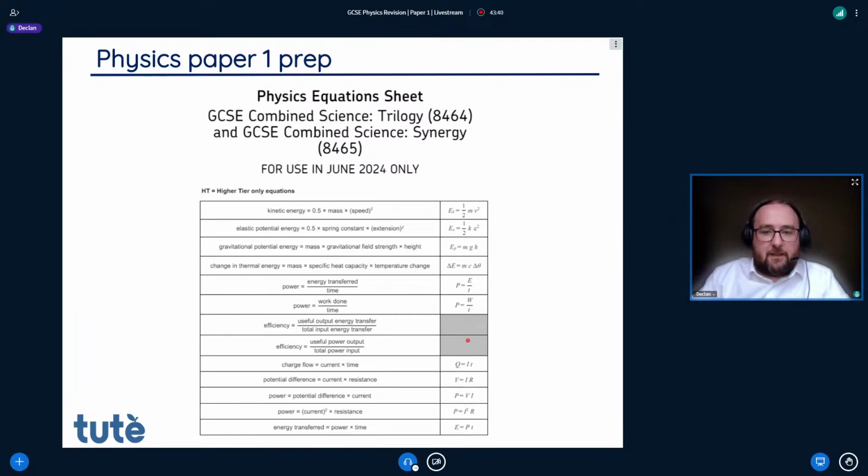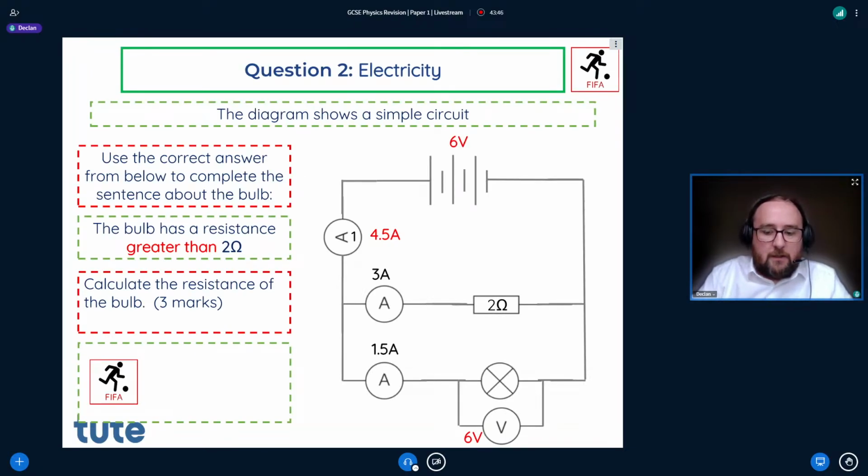Because us physicists are lazy, we don't like to write the whole thing out every time. We can just write V equals IR when we get back to our question. So our formula for this, V equals IR. Potential difference equals current multiplied by resistance, to remind us. Then we insert our numbers.